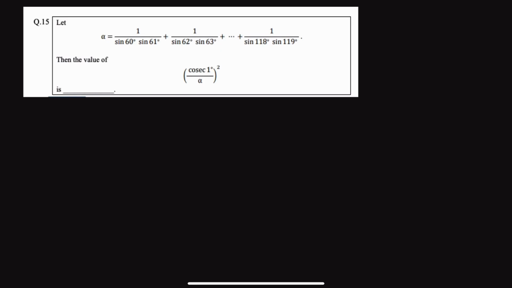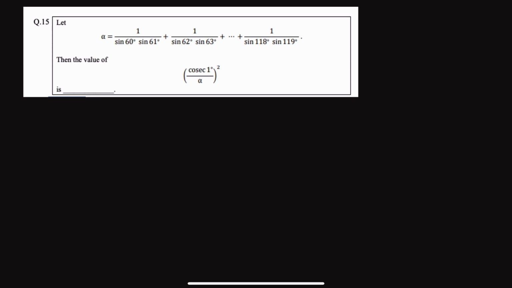In this video, I'll be solving the 15th problem of JEE Advanced 2025 Maths Paper 2. So we're having alpha is 1 by sine 60 degrees, sine 61 degrees, plus 1 by sine 62 degrees, sine 63 degrees, plus and so on, 1 by sine 118 degrees into sine 119 degrees.